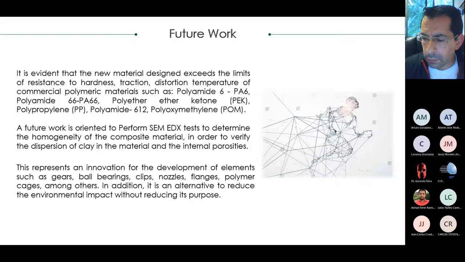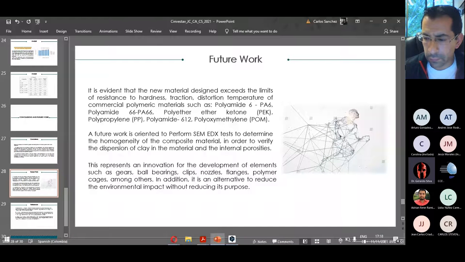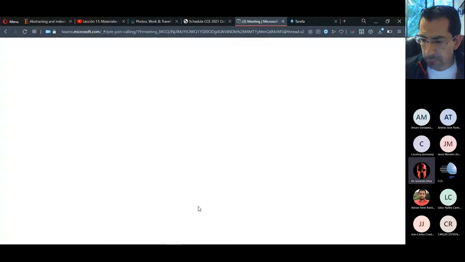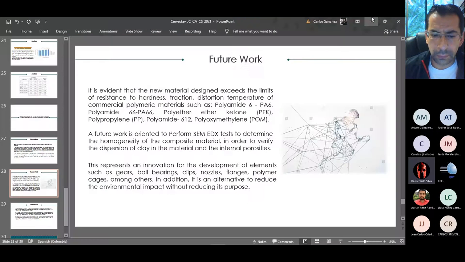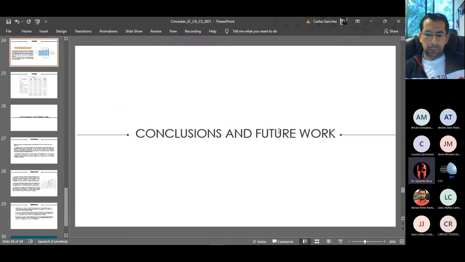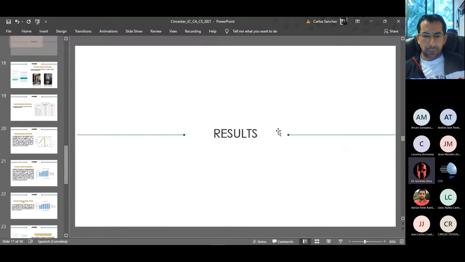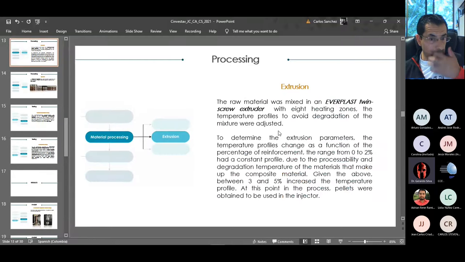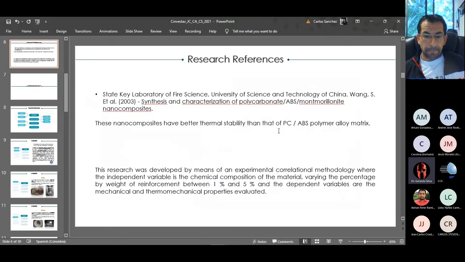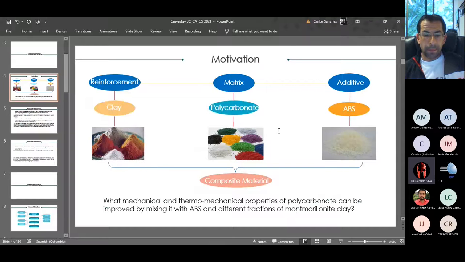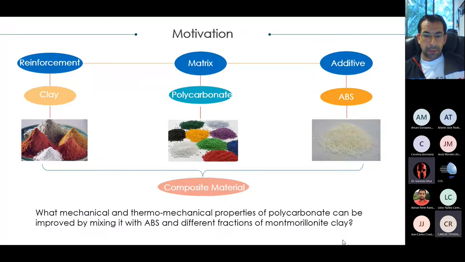Any more? Carlos, I have one question. Perfect. I'm impressed by mixing clay with polycarbonate and ABS materials, but how much clay can you add to this kind of polymers? Because I think you have an important effect on the fragility of the material. So what can you say about that?